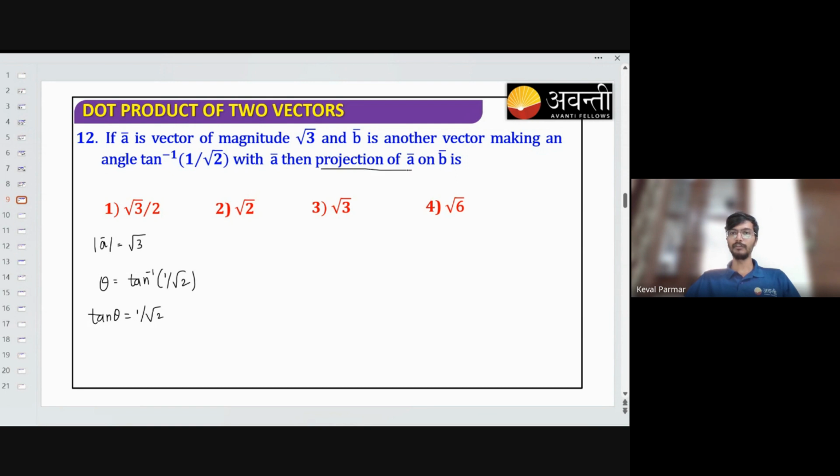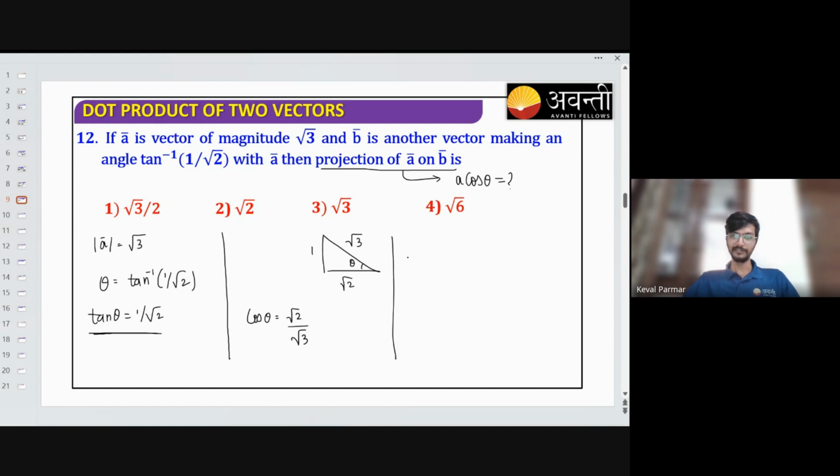Then projection of A on B. So that means I need to find what is projection of A on B? It is A cos theta. So I have tan theta, I need to find cos theta. So I'll use a triangle method. So this is theta. Tan theta is opposite upon adjacent. So this is basically, I think, root 3, right? So cos theta will be equal to adjacent upon hypotenuse.